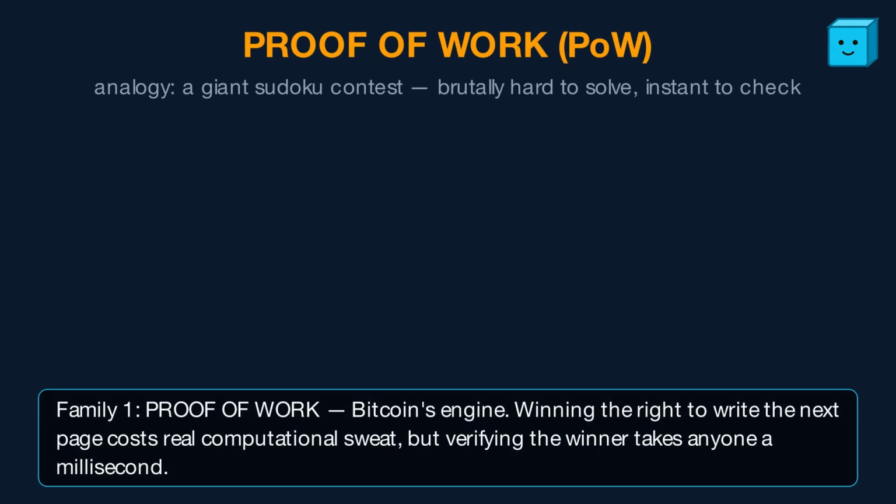Family 1. Proof of work. Bitcoin's engine. Winning the right to write the next page costs real computational sweat, but verifying the winner takes anyone a millisecond.